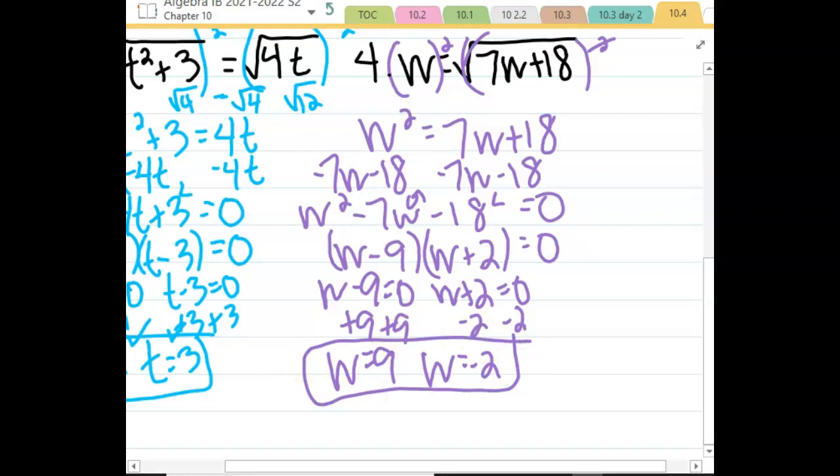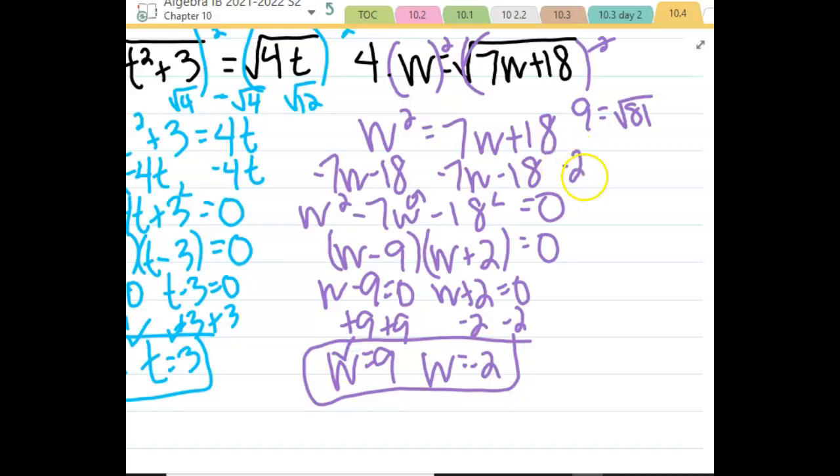But let's plug them in and make sure it works. If I plug in 9, we get 9 equals the square root of 7 times 9, which is 63. 63 plus 18 is 81. Square root of 81 equals 9. Yep. So 9 works.